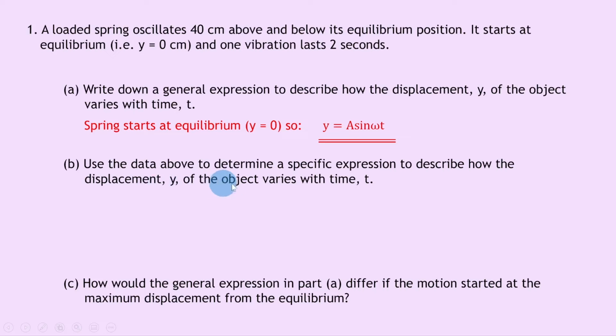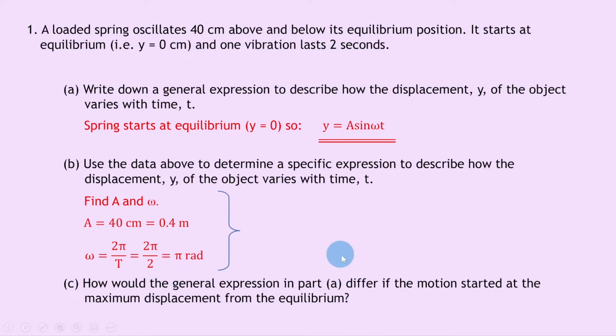Part B then says to use the data above to determine a specific expression to describe how the displacement y of the object varies with time t. So all that's doing is asking us to put in specific values for the amplitude and the angular frequency omega. So first of all, the amplitude a is equal to 40 centimeters from the question, which is equal to 0.4 meters. And the angular frequency omega can be found from 2 pi over T, because we were told that one vibration lasts 2 seconds, and that is the period. So we have 2 pi over 2, which is equal to pi radians per second. So writing down our specific expression this time, we have y equals 0.4 sine pi t.